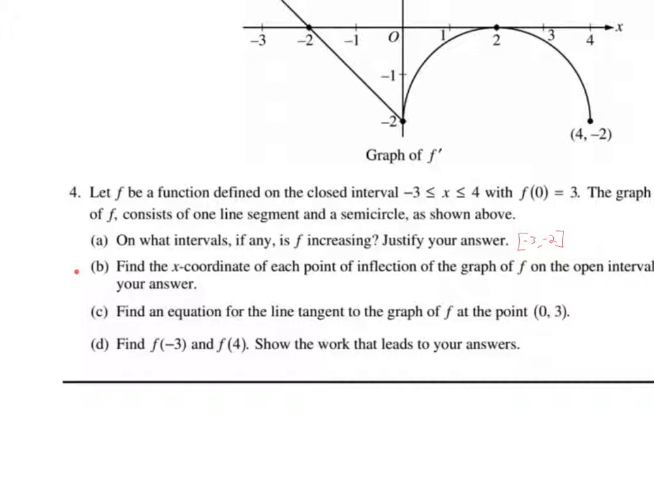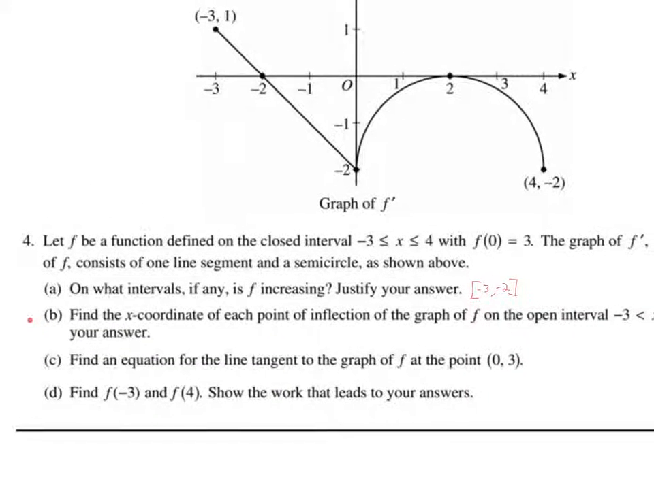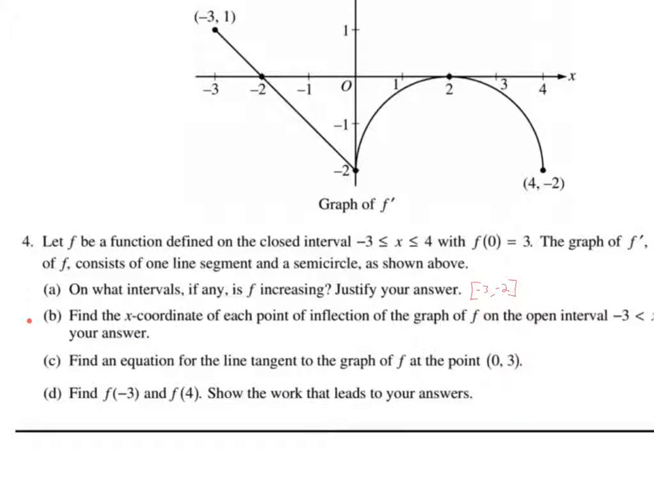For part B, we need to find the x-coordinate for points of inflection. Just remember that an inflection point is talking about where the rate of change of the slopes changes from positive to negative. So it's talking about how the slope is moving. Everywhere in the graph of the derivative, we want to find out where the slopes go from decreasing to increasing, and that's an inflection point.